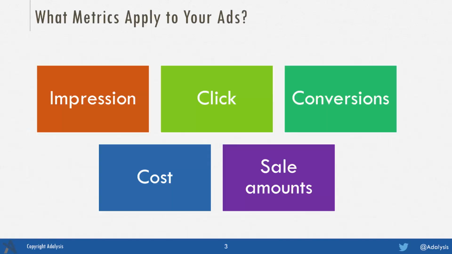So we look at what metrics apply to ads. We have impressions, how often it's displayed. We have clicks, how often it's clicked on, conversions, cost, and sale amounts. These 5 metrics are generally used to derive then your click-through rate, conversion rates, and so forth. So let's look at the derived metrics to see what metrics are actually using and then where they have failures.